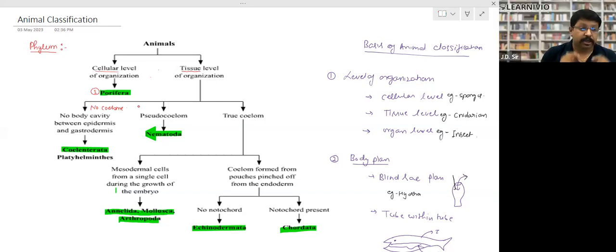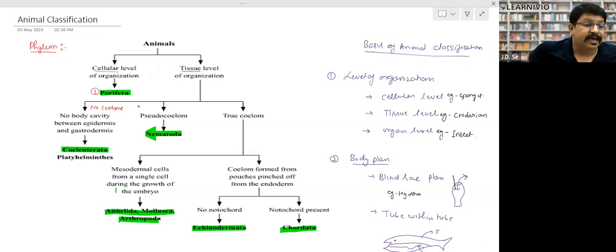That space which is filled with lymph-like liquid is called the coelom, right? It is where the organs are placed inside our body: the heart, the lungs, the kidney, the intestine, the diaphragm. That portion, that space where these organs are filled, is called the coelom, right?